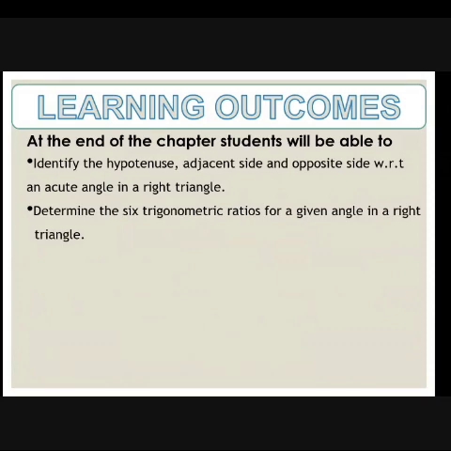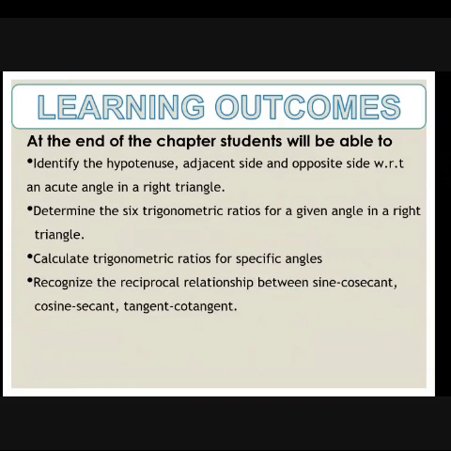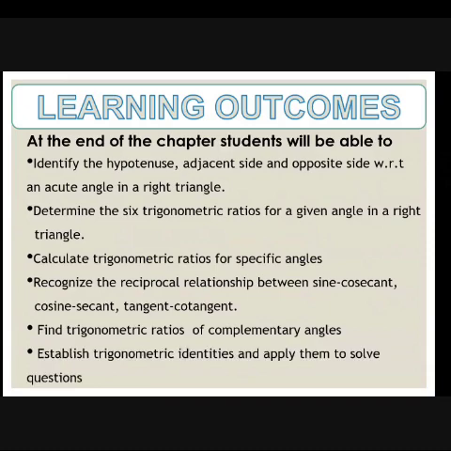Determine the 6 trigonometric ratios for a given angle in a right triangle. Calculate the trigonometric ratios for specific angles. Recognize the reciprocal relationship between sine and cosecant, cosine and secant, tangent and cotangent. Find the trigonometric ratios of complementary angles. And lastly, establish the trigonometric identities and apply them to solve the questions. All these outcomes are taken keeping in mind the NCERT book of CBSE.